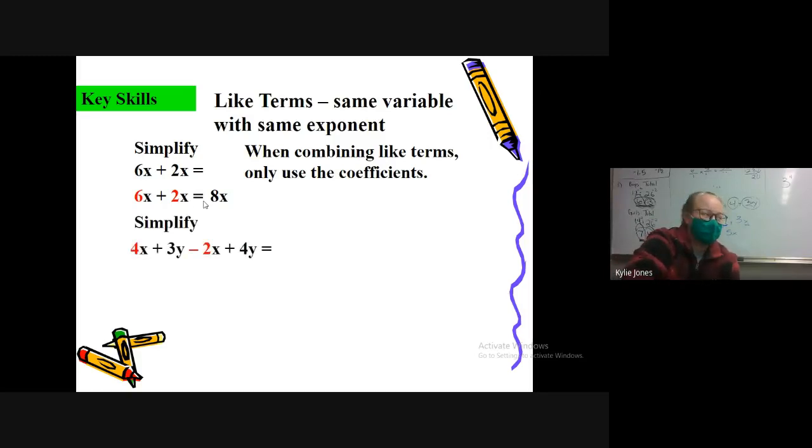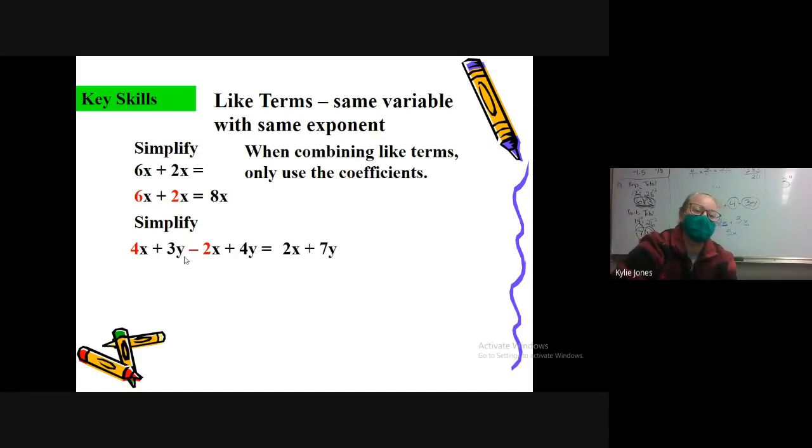Here's another one. This time there's x's and y's. They start off by showing us that we can combine the 4x and the 2x. But when you talk about these terms, you have to take the sign in front. So this is a 4 minus 2 because it's a subtraction sign. What is 4 minus 2? 2. So you get 2x.